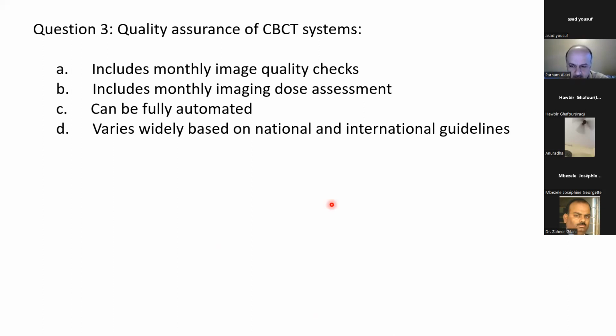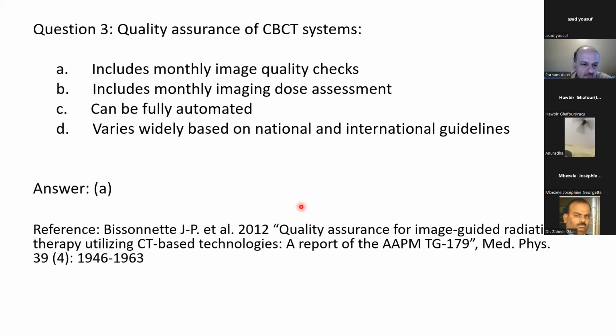Okay, well, I have 5 more seconds, I guess. Okay, so 55% monthly image quality checks and 45% varies widely. So the correct answer is A, monthly image quality check.